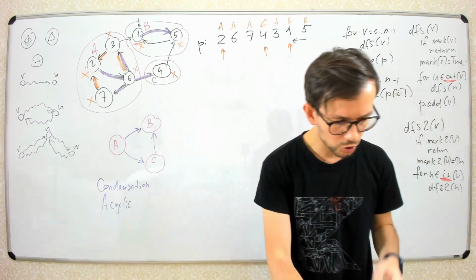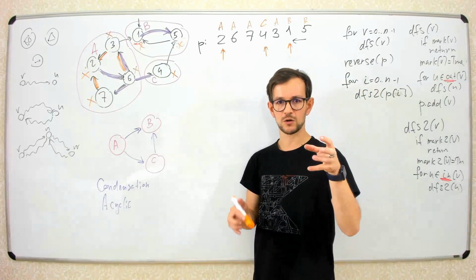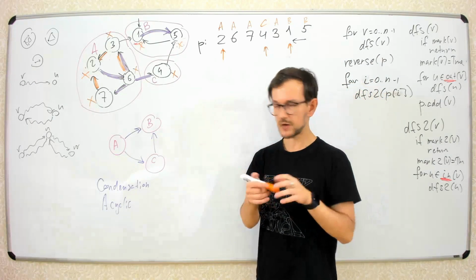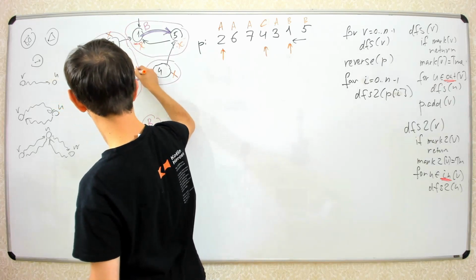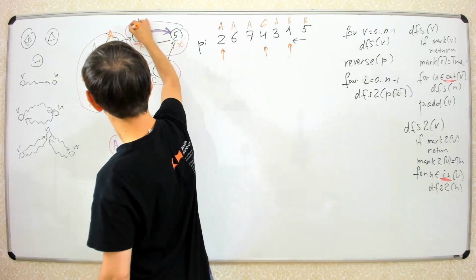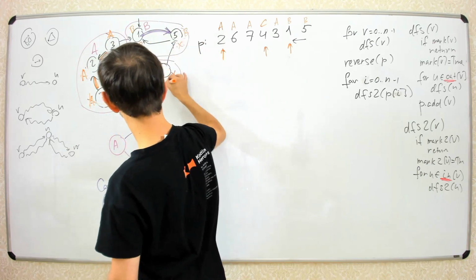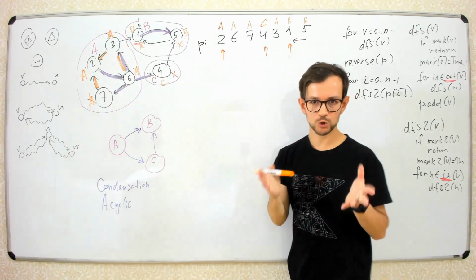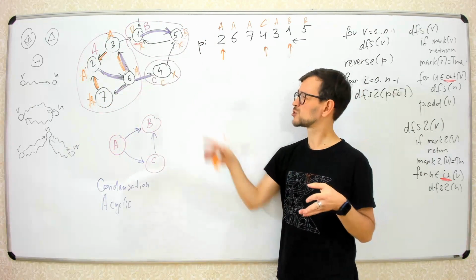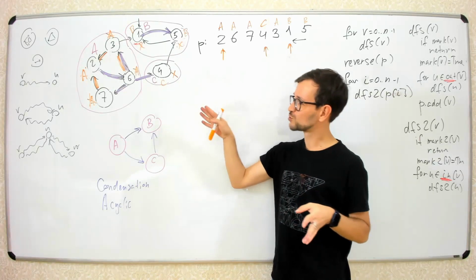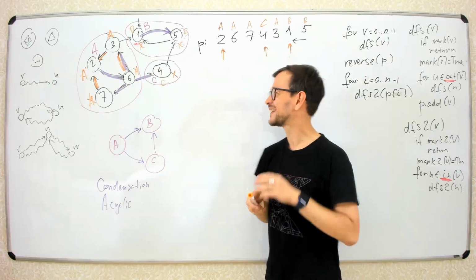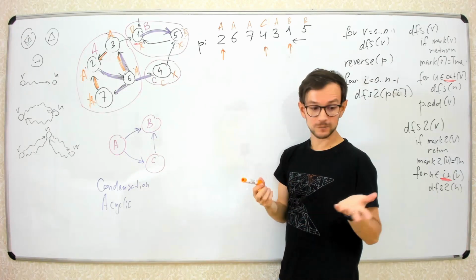So what you want to do is to label each node with the label of its connected component, right? So you put label A to all nodes here, label B to all nodes here, and label C to here. So that's what you want to do usually. Usually it's not labels but numbers. Okay. That's all.